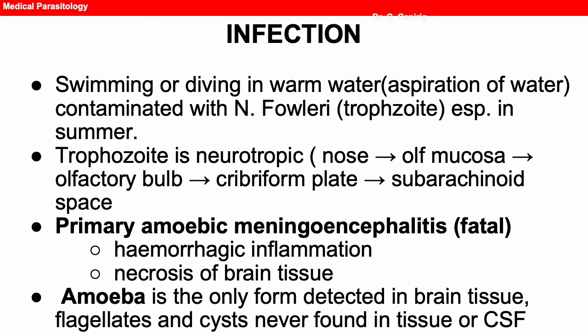So, meningoencephalitis, meningo means the covering of the brain, and encephalitis refers to the brain substance. So, we have inflammation of both the meninges and the brain substance itself. And this will result in the necrosis of brain tissue. The amoeba is the only form detected in brain tissue. Flagellates and cysts are never found in tissues or the cerebrospinal fluid.